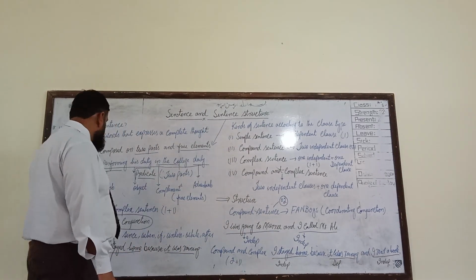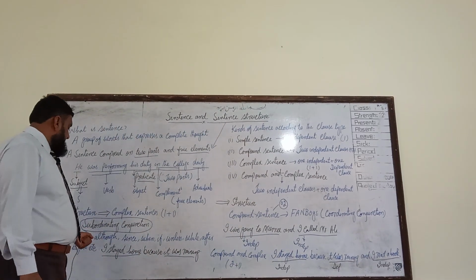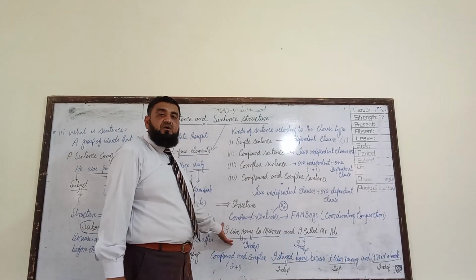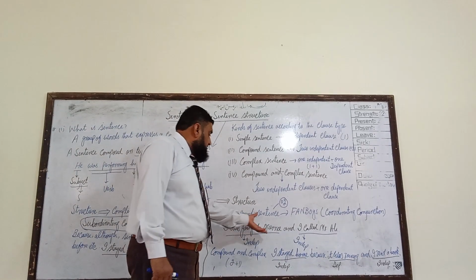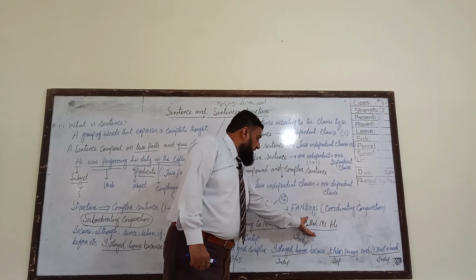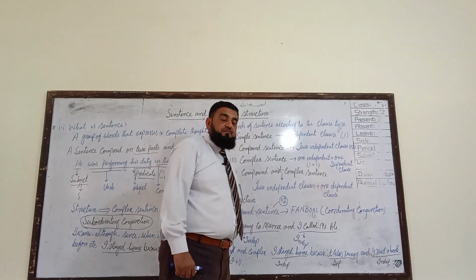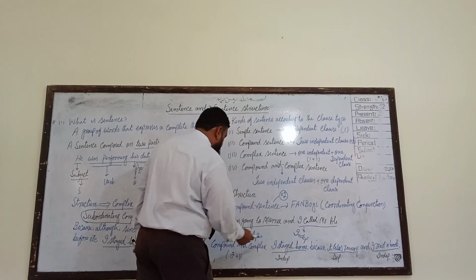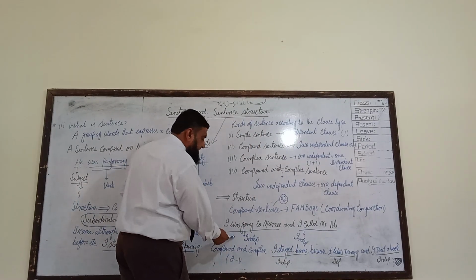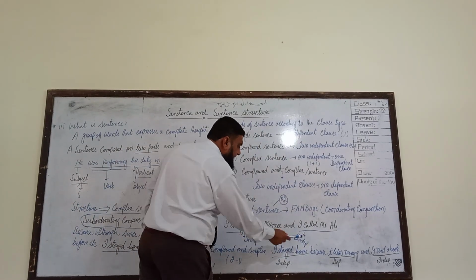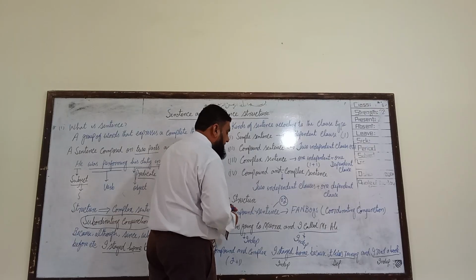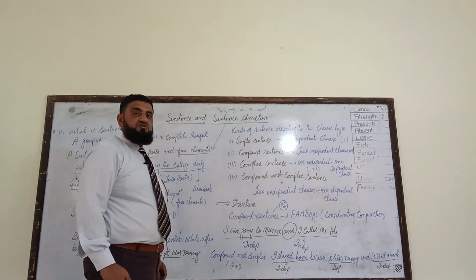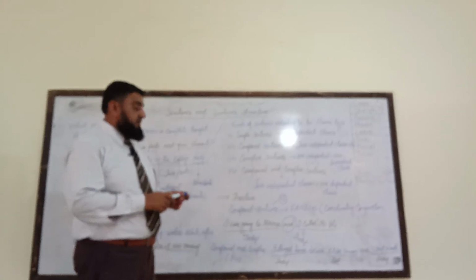For example, we have a sentence. First of all, I will give you an example of a compound sentence. I was going to marry and I called Mr. Ali. So both are independent. I called Mr. Ali, that is independent. I was going to marry, that is independent. So two independent clauses are combined by the coordinating conjunction 'and'. So the sentence is a compound one.